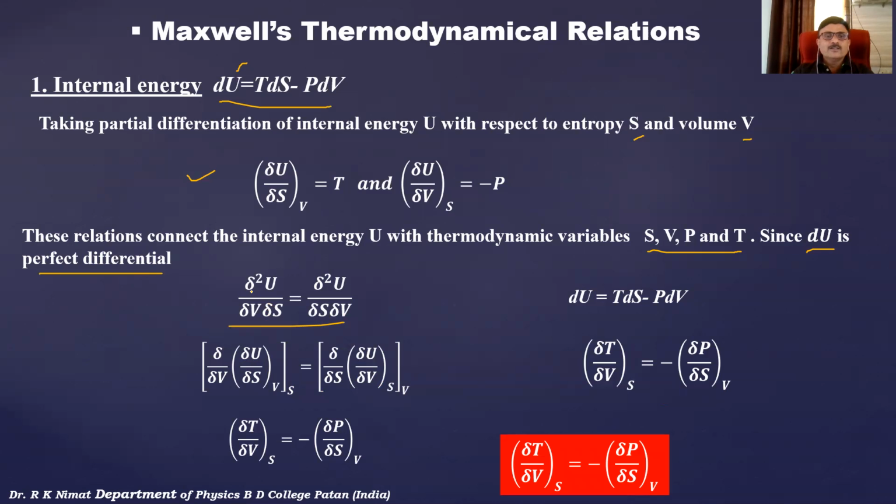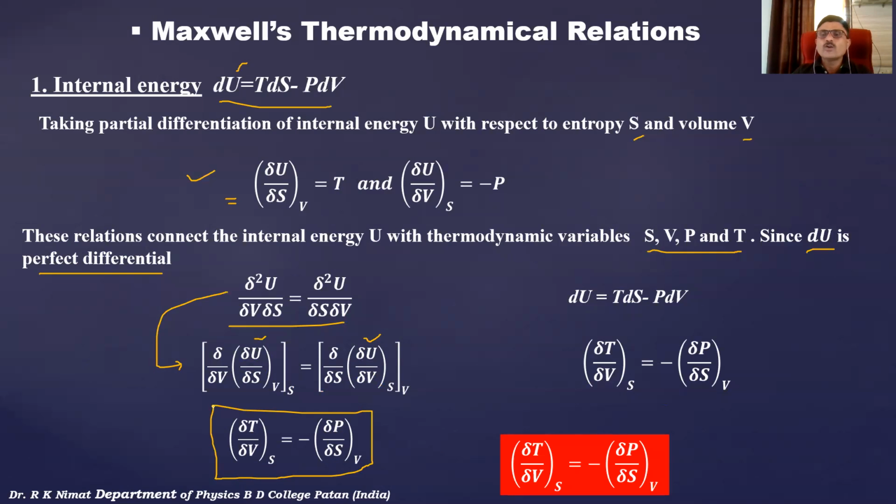You can write this equation as delta 2 U by delta V delta S is equal to delta 2 U by delta S delta V. So this can also be written as delta V of delta U by delta S at constant V, at constant S, is equal to delta by delta S of delta U by delta V at constant S, at constant V. So use the values of delta U by delta S and delta U by delta V from the above equations, and you will get delta T by delta V at constant S is equal to minus delta P by delta S, because this is nothing but P. So minus delta P by delta S at constant V. This is Maxwell's first thermodynamic relation.